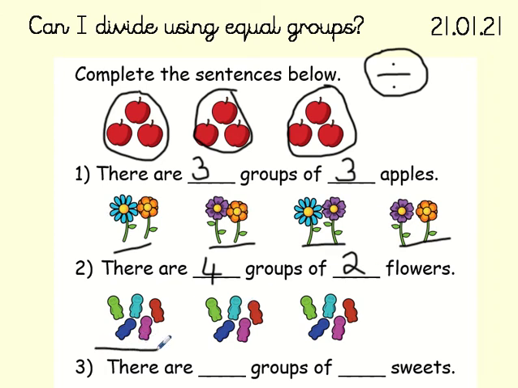And what about this one? We've got some jelly babies. How many groups of jelly babies are there? That's right. There are 3 groups. And how many sweets in each group? That's right. There are 5 sweets in each group. Can we count in 5s? 5, 10, 15. There are 3 groups of 5 sweets. There's 15 altogether. Well done, everyone.